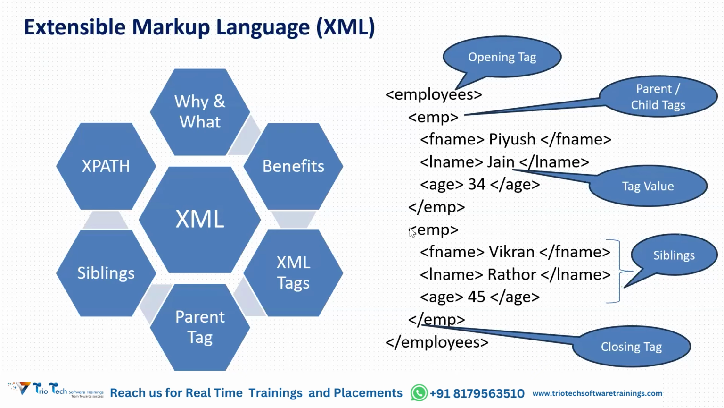Every tag that we open, we need to close. The opening and closing tags have the same name, but the closing tag is prefixed with a forward slash. Guys, this is the opening tag, this is the closing tag. Between the opening tag and the closing tag, we can put the value. That value could be a date value, a text value, or a numeric value. No single quote, nothing, just put a value. That value will be considered the value for this particular tag.